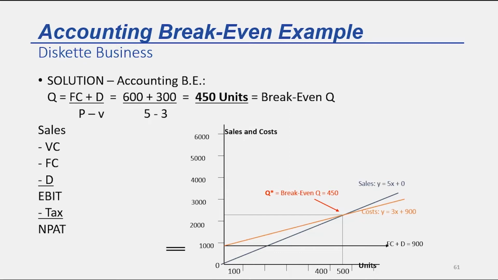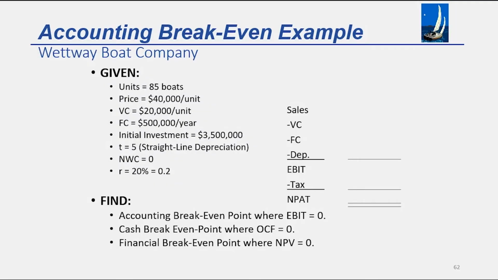I have to make and sell 450 units to prove that I get 0 EBIT, 0 tax, and 0 NPAT. I can just multiply 450 times the given. So my sales will be 450 units of diskettes times $5 a unit, $2,250. Variable costs are 450 times 3, $1,350. My fixed costs are $600. My depreciation is $300. That should give me, if 450 units is correct, EBIT of 0, taxes are 0, and NPAT is 0. There's your accounting break-even analysis, and you can prove it via the P&L, profit and loss statement.